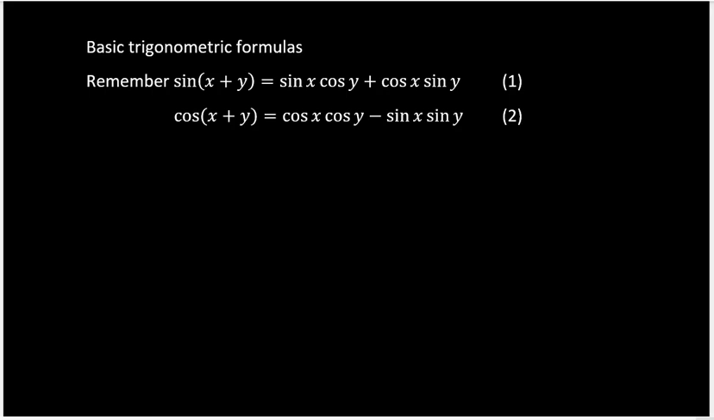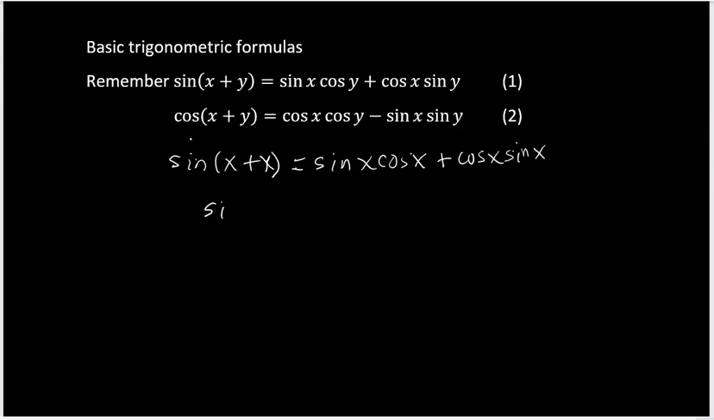Now we will try to find more trigonometric identities from equation 1 and 2. For example, in equation 1, if you replace y by x, you can easily see that it is sine x plus x. So what happens with sine x plus x? That gives you right hand side sine x cosine x plus cosine x sine x. So this is giving me now double angle formula. So I replace y by x.